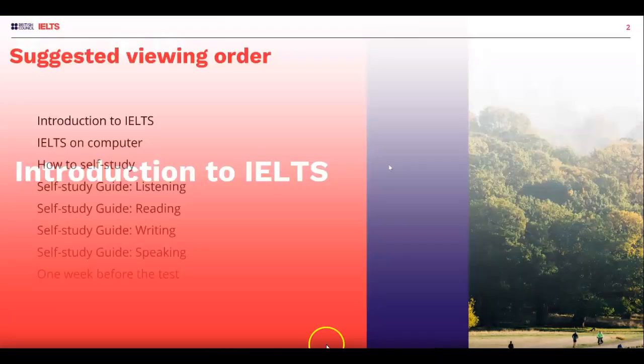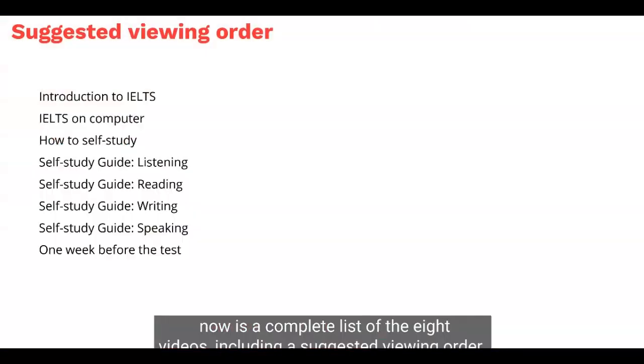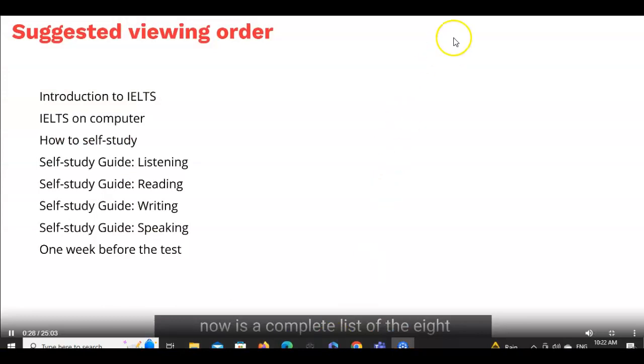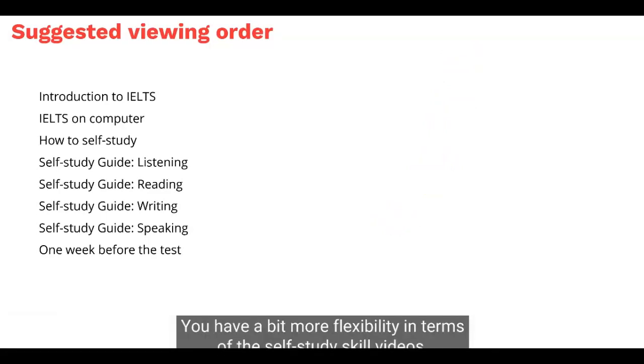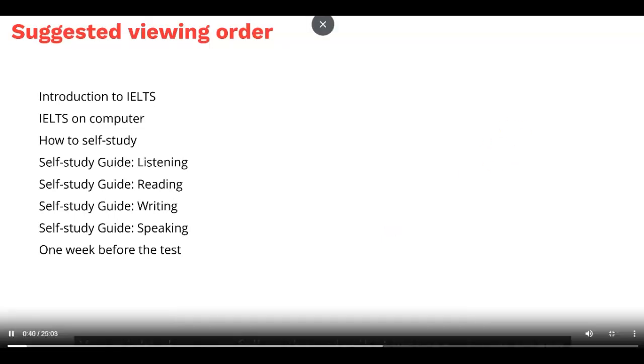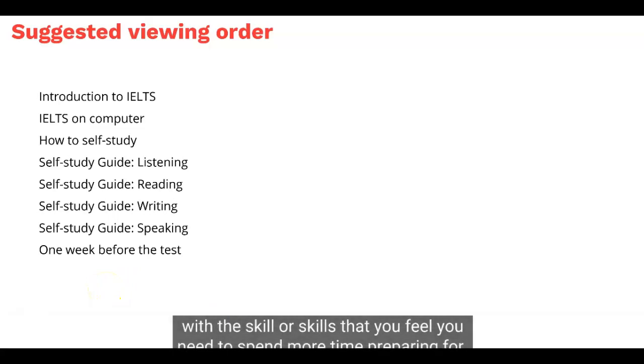What you'll see up on your screen right now is a complete list of the 8 videos, including a suggested viewing order. We highly recommend that you watch the first 3 videos and the last one in this specific sequence. You have a bit more flexibility in terms of the self-study skill videos. You might choose to follow the order that you see on your screen, or you might choose to start with the skill or skills that you feel you need to spend more time preparing for.